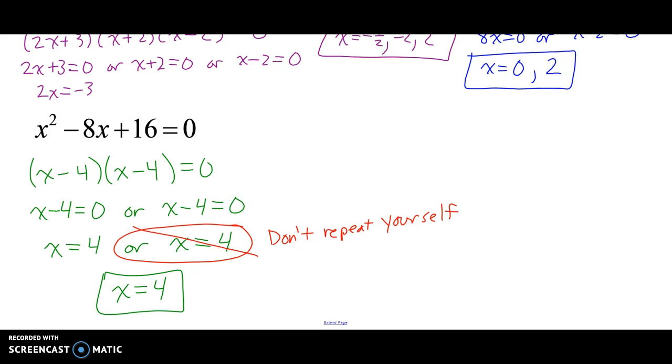What that means is, even though a problem might factor, it's still possible that there's only one answer. There's not always two answers. Sometimes there's just one.